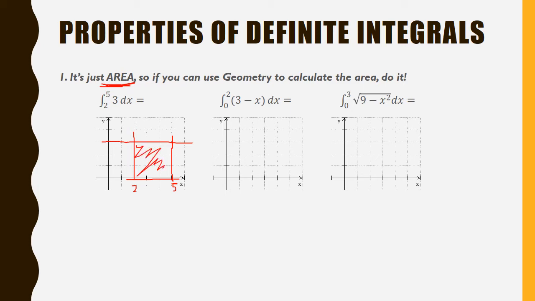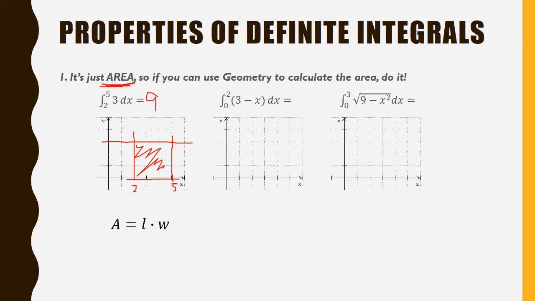So do you know how to find that area? Well, it's a square. It's also a rectangle. And if you know how to calculate length times width, 3 times 3, then the answer is 9. And that's it. That's all there is.